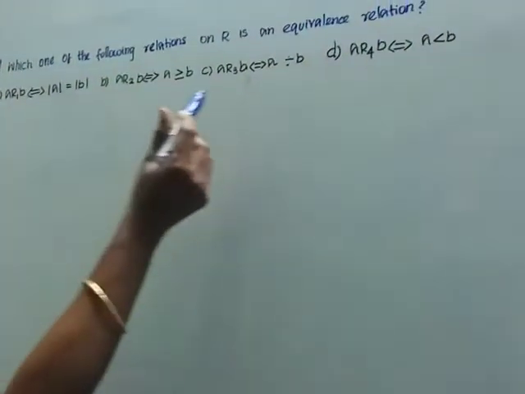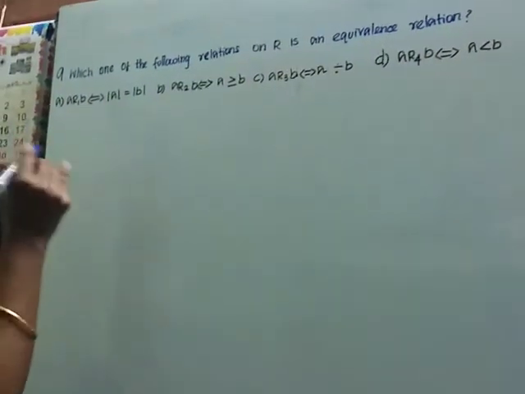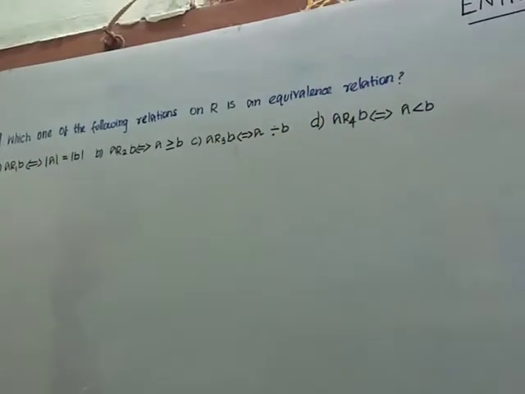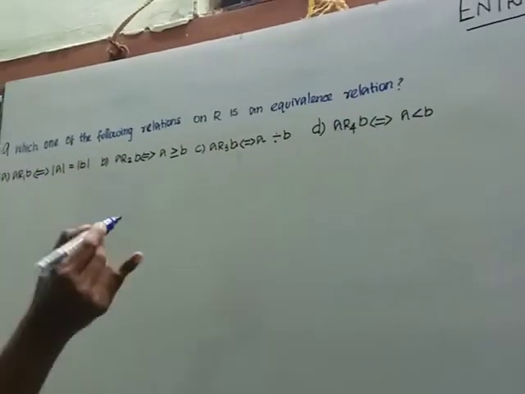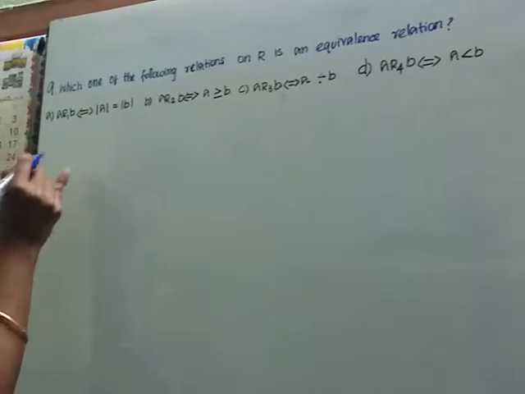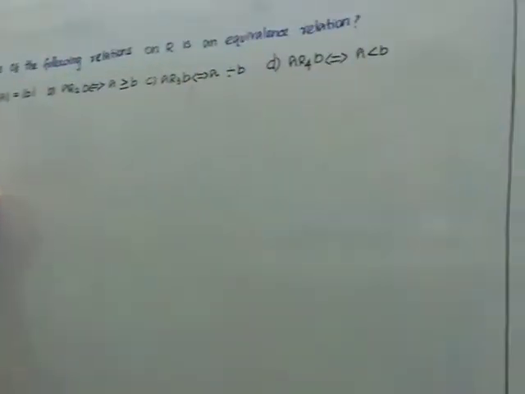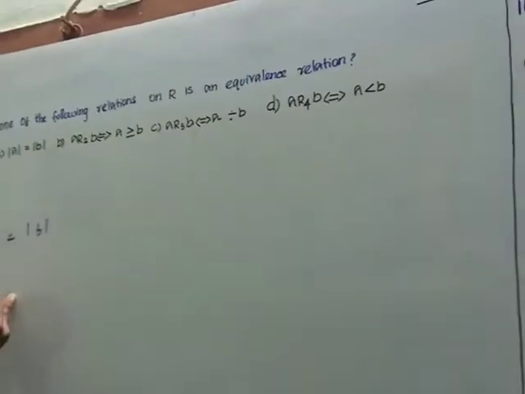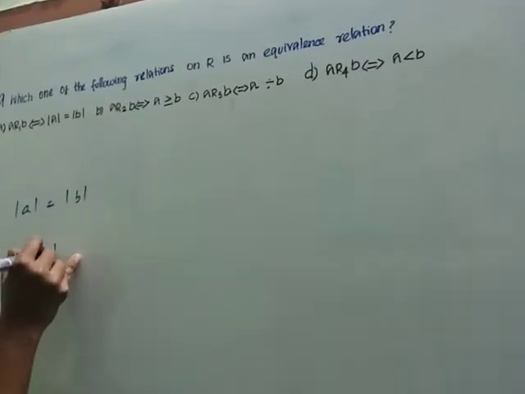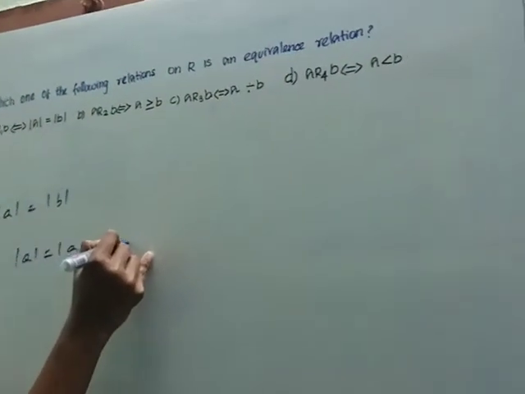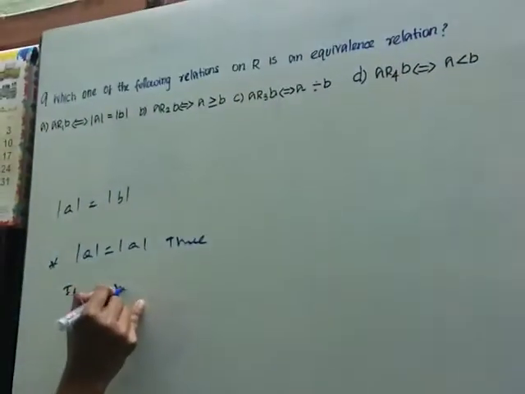Which one of the following relations on R is an equivalence relation? In the first choice they have given A related to B if and only if modulus of A is equal to modulus of B. So we are going to check that first choice, okay ma? Modulus A is equal to modulus B. So reflexive means modulus A equal to modulus A, that is true. Okay, so here it is reflexive.